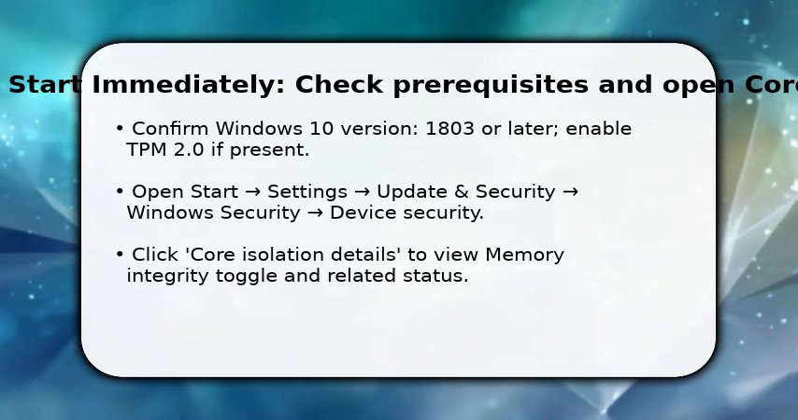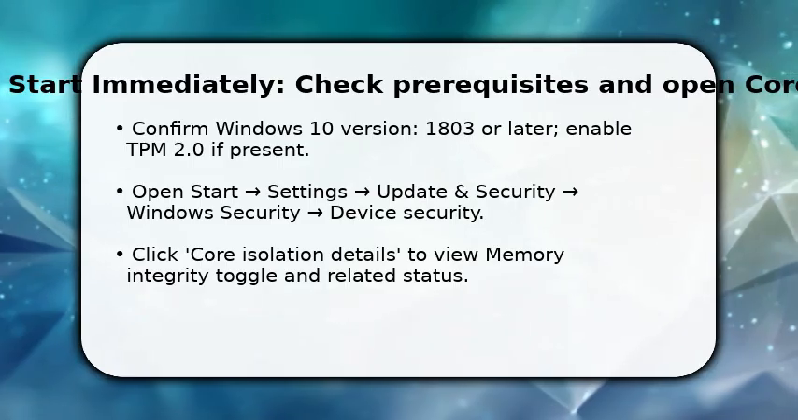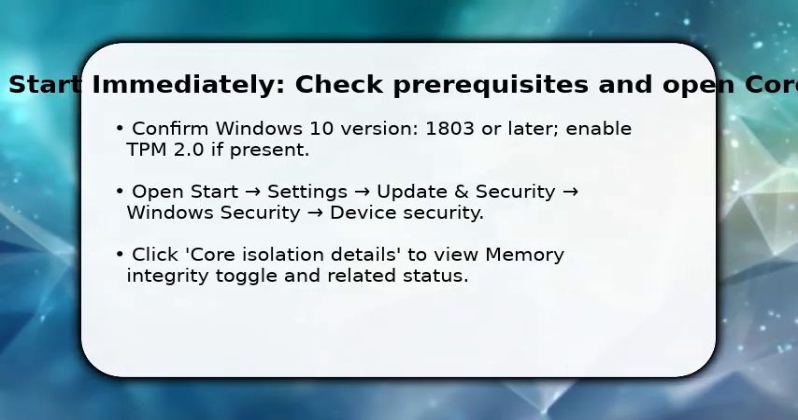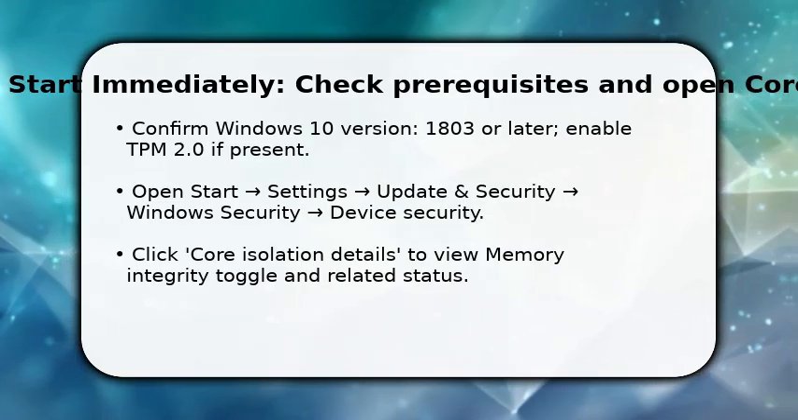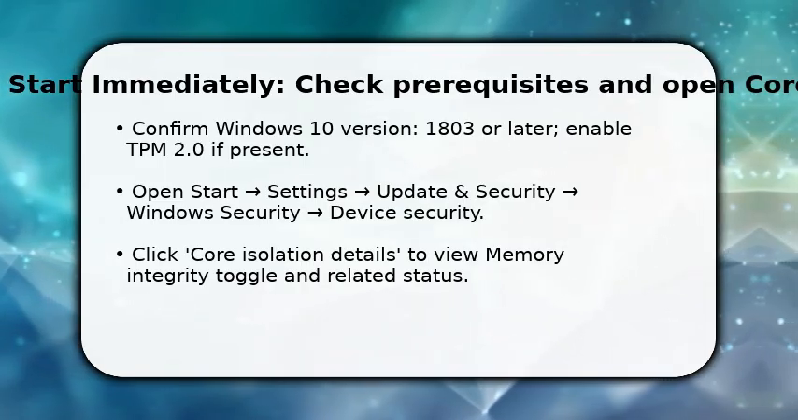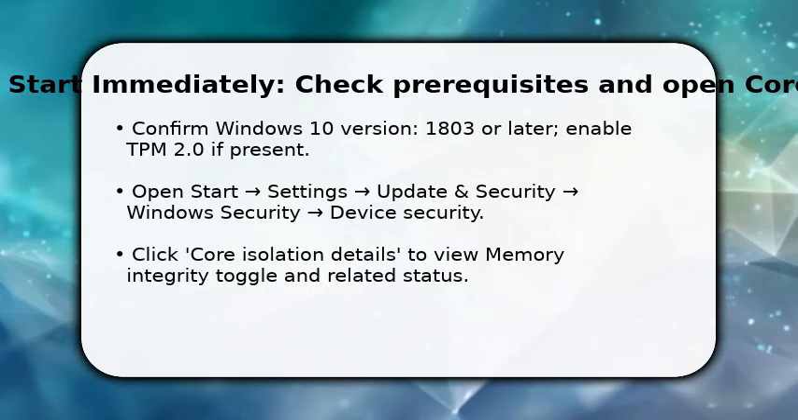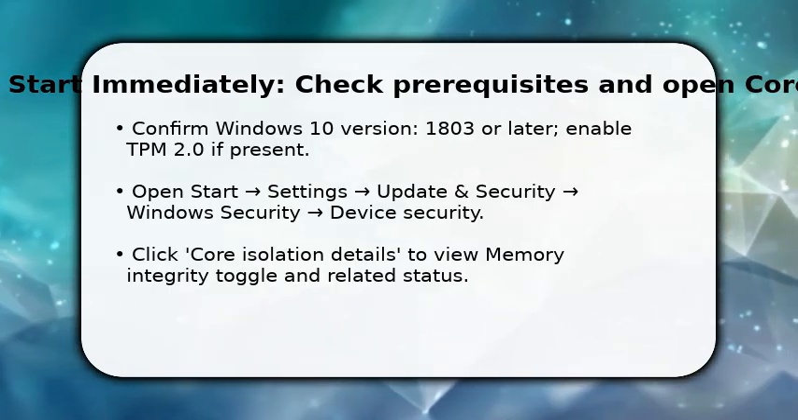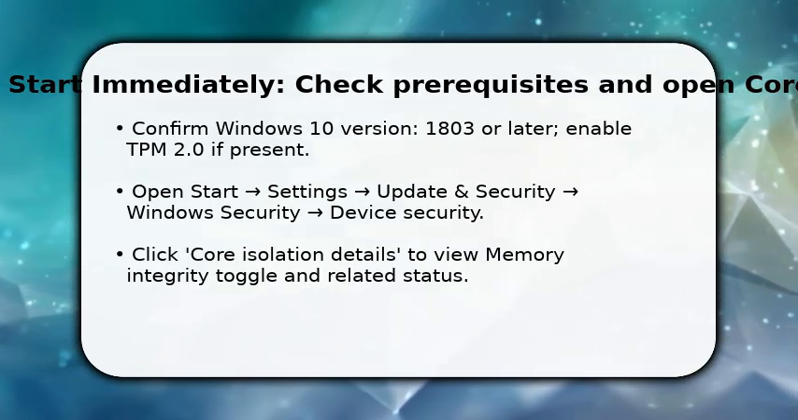You start by verifying prerequisites. Make sure your PC runs Windows 10 version 1803 or newer, and that TPM is enabled in firmware. Once done, open Start, go to Settings, then Update and Security, and enter Windows Security.